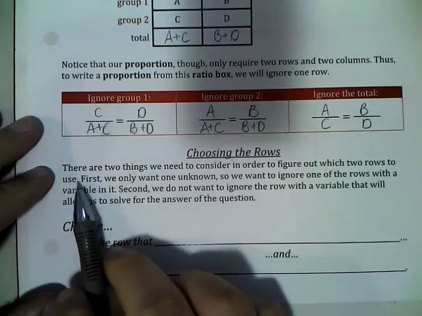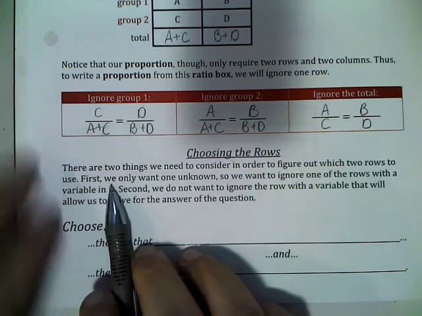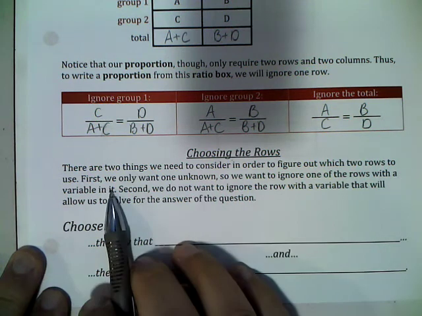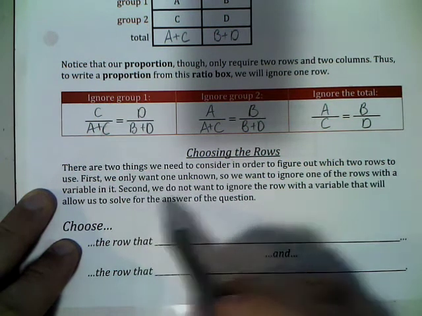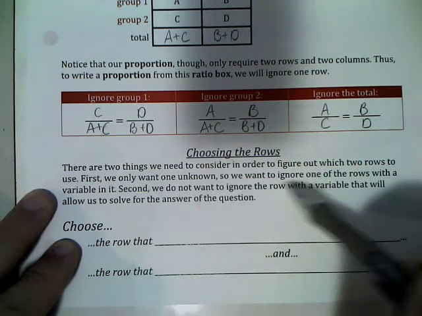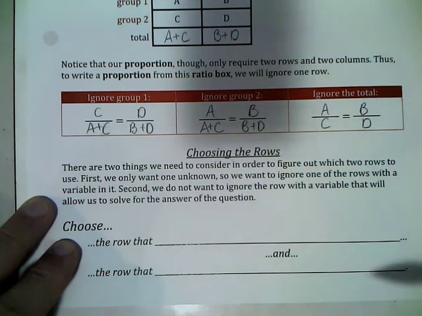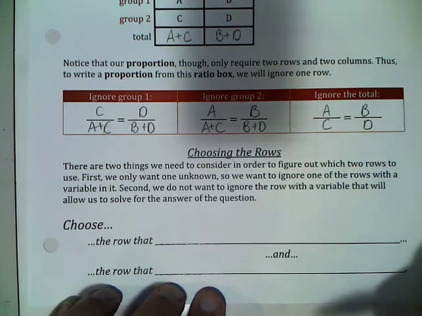So choosing rows. There are two things we need to consider in order to figure out which two rows to use. First, we only want one unknown. So we want to ignore one of the rows with a variable in it. Typically you're going to have two variables in your extended ratio box. You don't want to use both of those rows. Okay, just one of them. Second, we do not want to ignore the row with a variable that will allow us to solve for the answer of the question. So we want to use the one that's going to answer the question. That's the variable we want.